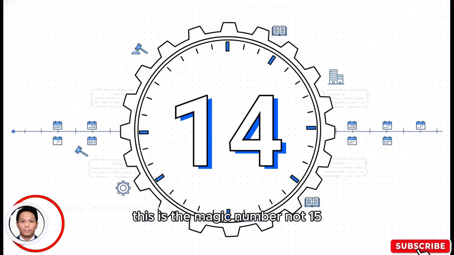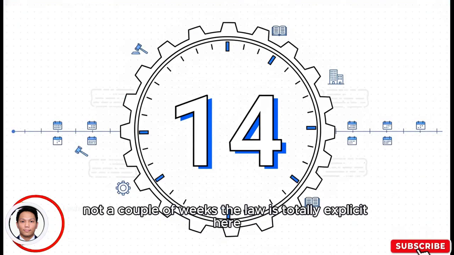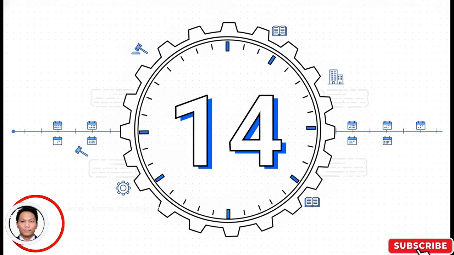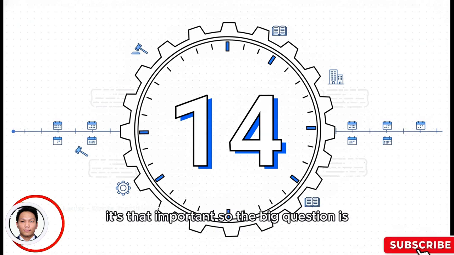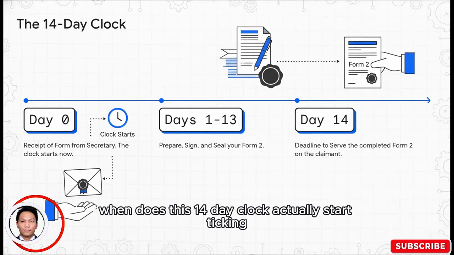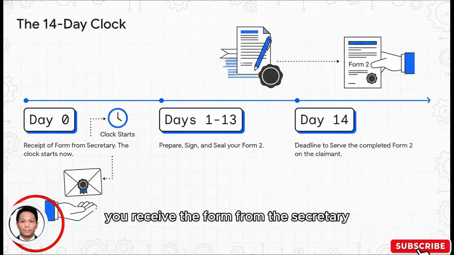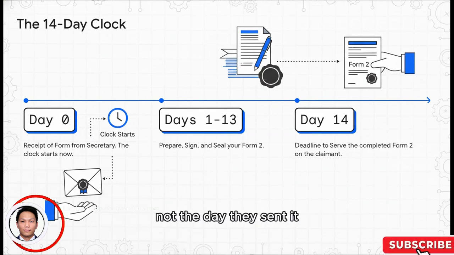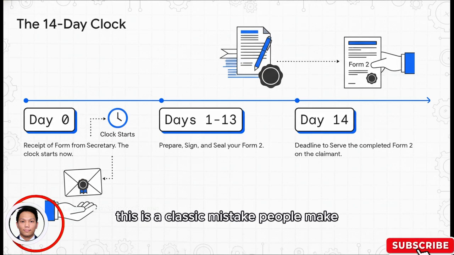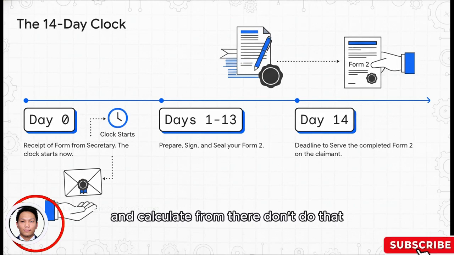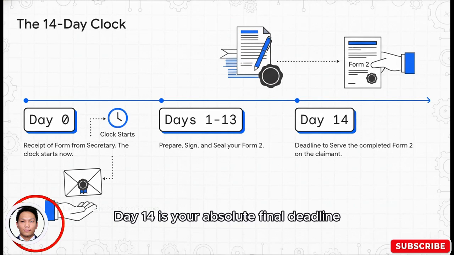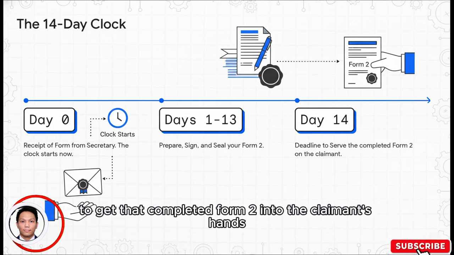14. This is the magic number, not 15, not a couple of weeks. The law is totally explicit here. You have 14 days. You've got to commit this number to memory. It's that important. So the big question is, when does this 14-day clock actually start ticking? Well, as you can see, it begins the day you receive the form from the secretary, not the day they sent it. This is a classic mistake people make. They look at the date on the stamp and calculate from there. Don't do that. Day 14 is your absolute final deadline to get that completed Form 2 into the claimant's hands.